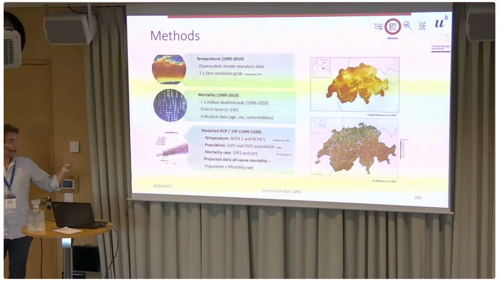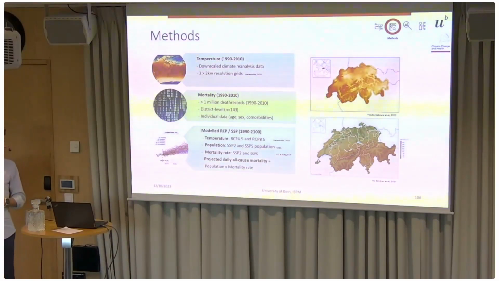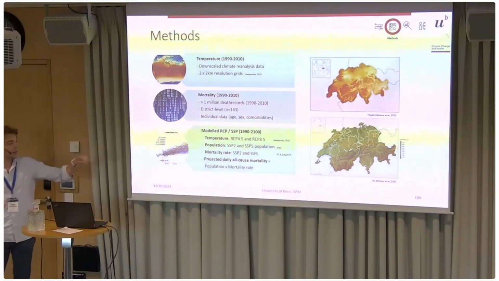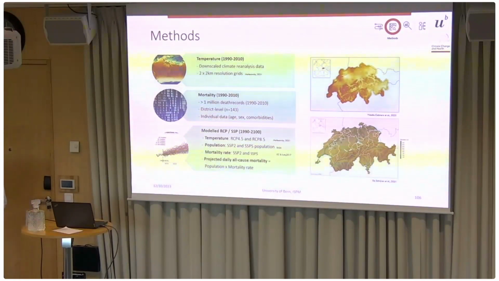And we used the modeled temperature data for RCP 4.5 SSP2 and RCP 8.5 SSP5 from the CMIP5 data. And we use CMIP5 data, and that is because although we know, of course, that CMIP6 data is available, if you look at Switzerland, it's highly heterogeneous, a lot of mountains, so we prefer to have the high resolution 2 by 2 kilometer projections rather than the new CMIP6 data to show our point. Then we also use population projections, mortality rate projections, and based on the population and mortality rate, we reconstructed or projected basically the daily all-cause mortality in the future for different scenarios.